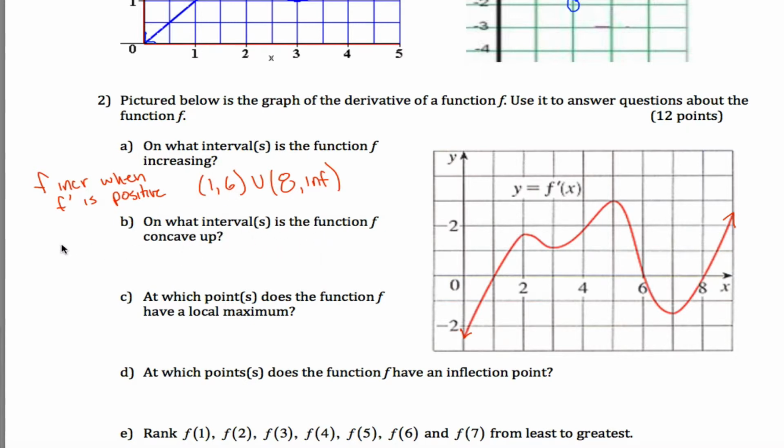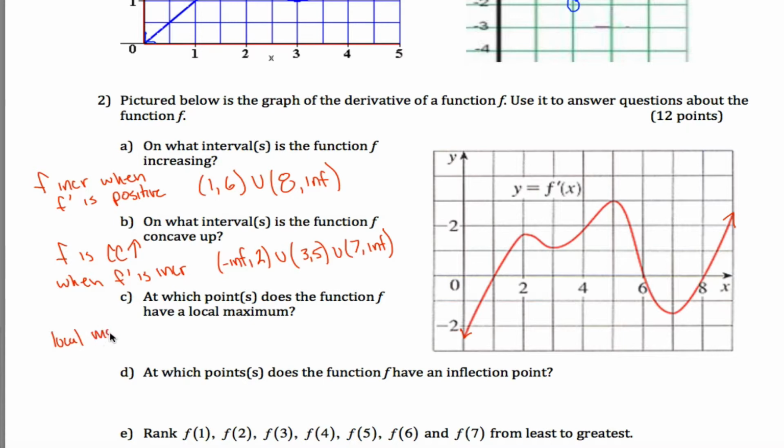On what intervals is the function concave up? f is concave up when f prime is increasing. So when is this thing increasing? When is this thing going up? Well, it looks to me like it's going up from negative infinity all the way until it gets to 2. And then again from 3 until it gets to 5. And then again from what, 7 to infinity? So something like that.